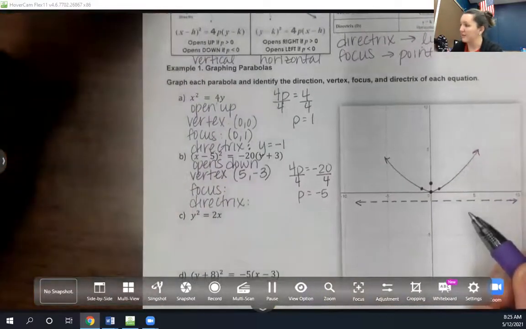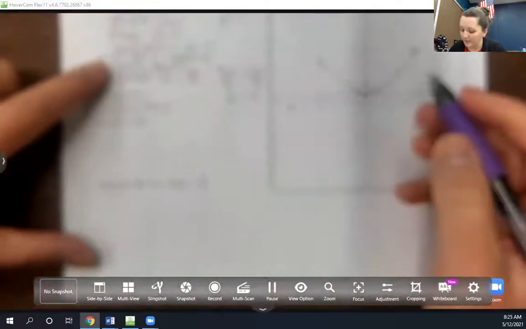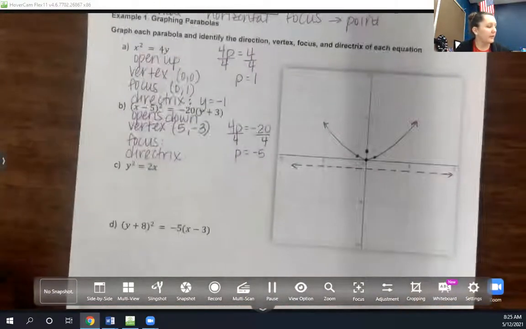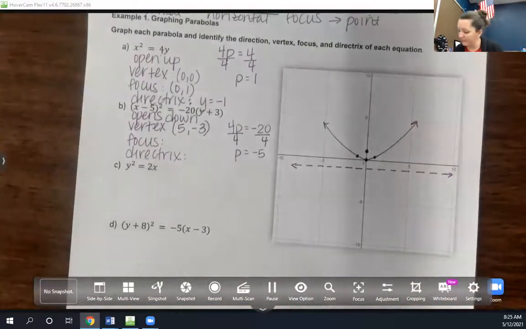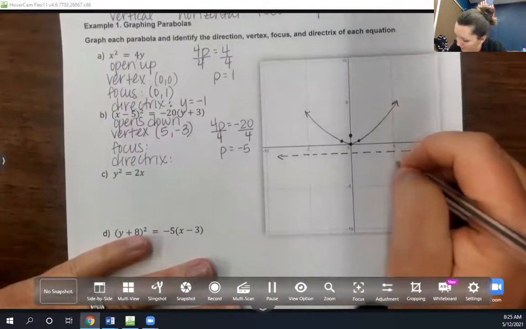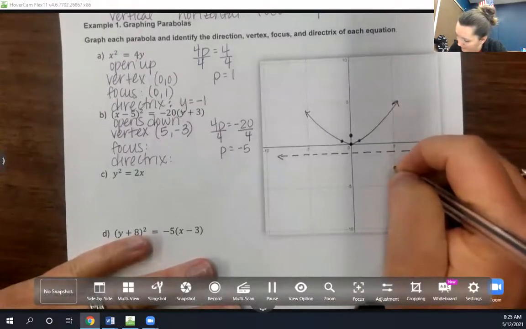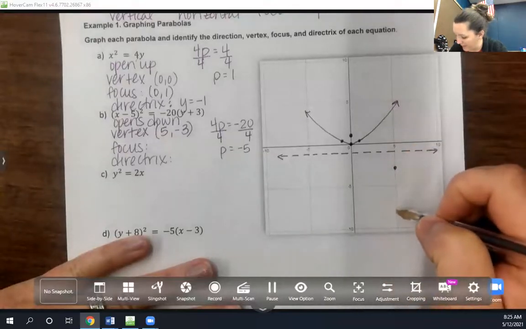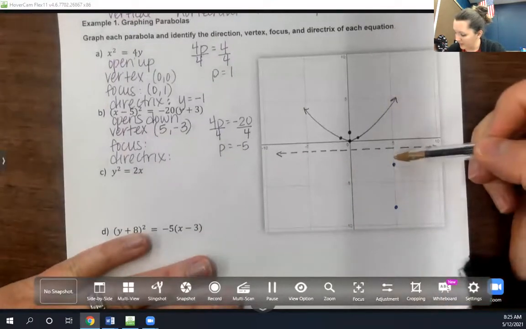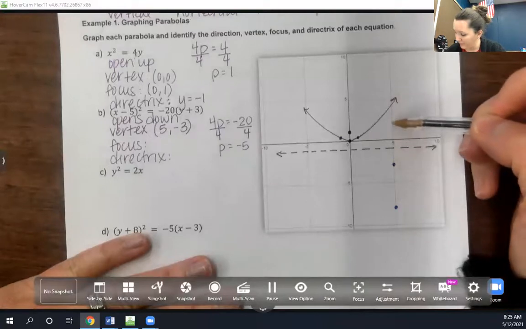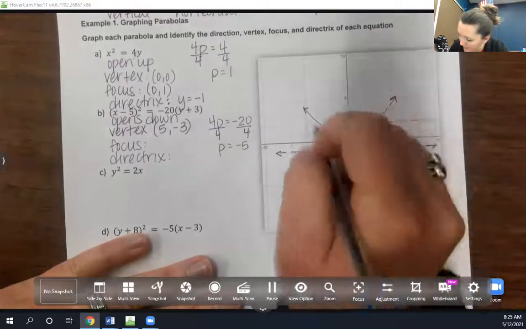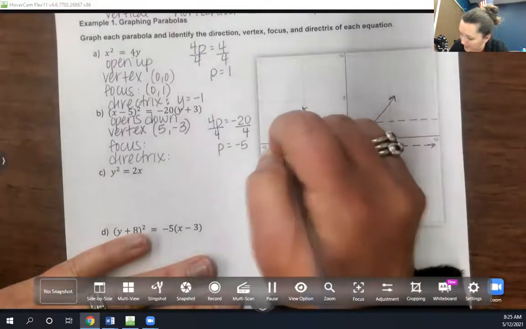So let's plot this, and then we can find our point. My vertex is 5, negative 3. A different color just so it can be fun. So 5, negative 3, 1, 2, 3 is here. My focus is down 5, 1, 2, 3, 4, 5. And then my directrix is up 5, 1, 2, 3, 4, 5. And it's a line, right? We know it goes up and down, or faces down.